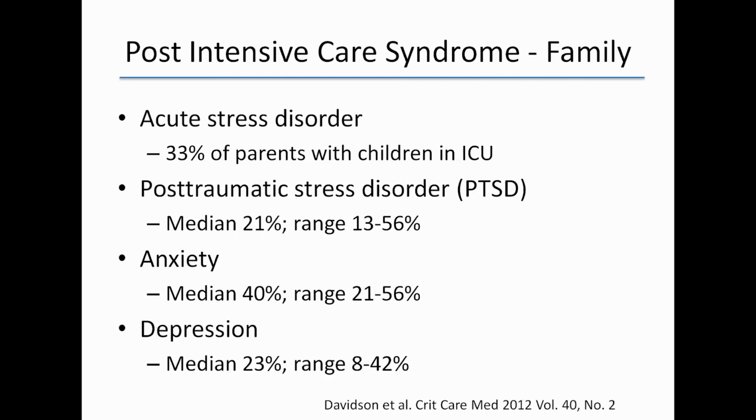It's now well recognized that similar to a post-intensive care unit syndrome for the patient, there is a post-intensive care syndrome for the family. This is comprised of elements such as acute distress disorder, particularly well documented in parents of children in the ICU. We mentioned post-traumatic stress disorder. It also involves anxiety and a significant longer-lasting depression in the family members of patients who are in our ICU.